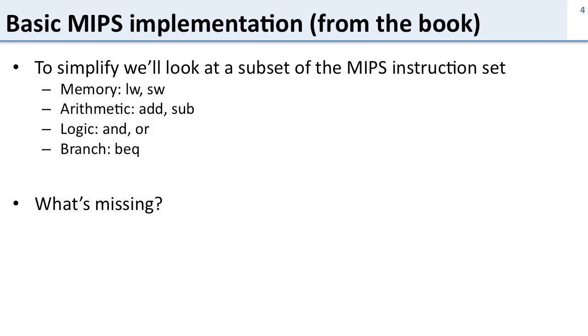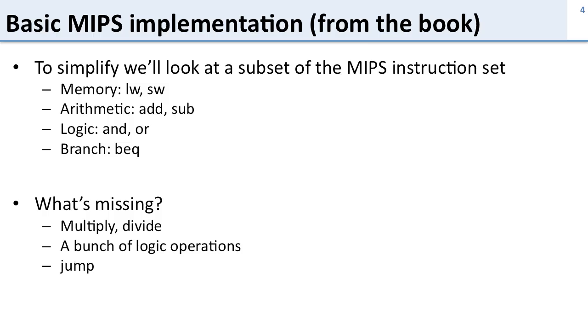So what is missing? Well, I mentioned we don't have jump. We also don't have multiply and divide. We don't have a bunch of the logical operations. There's no XOR in here or NOR. We don't have jumps, and we don't have jump return and jump and link. So for the unconditional jump and jump return and jump and link, we're going to look at some of those things later in the practice problems.